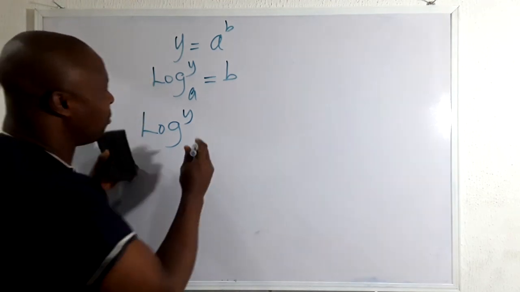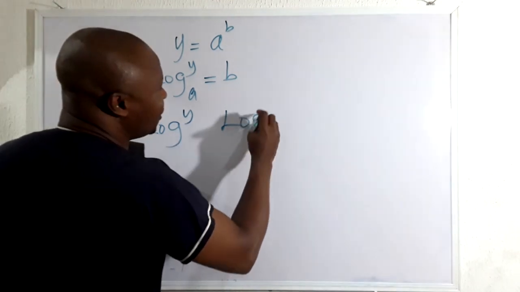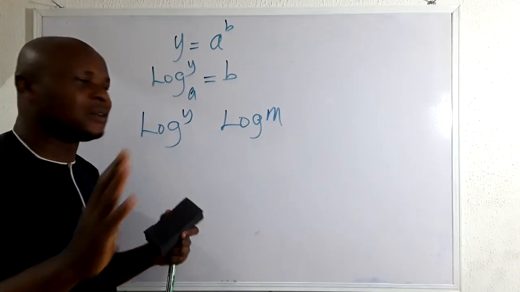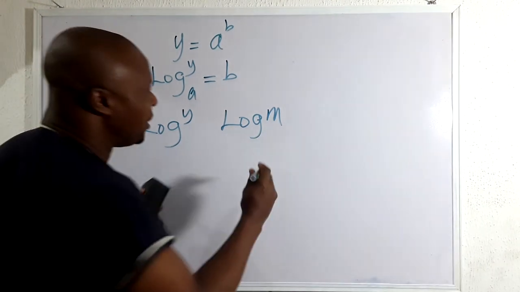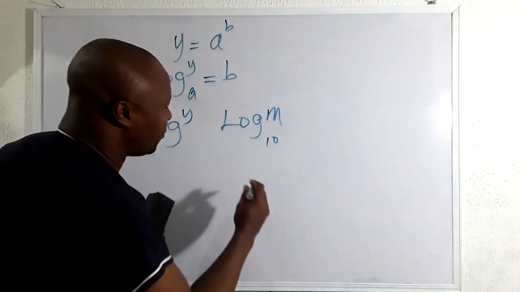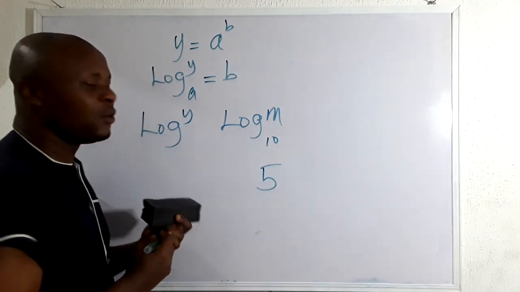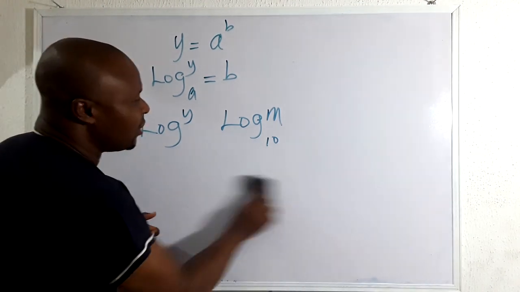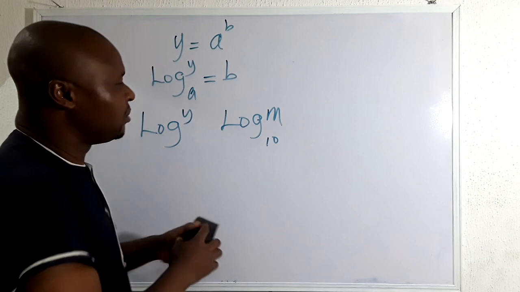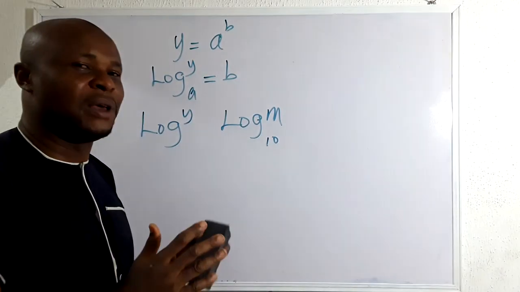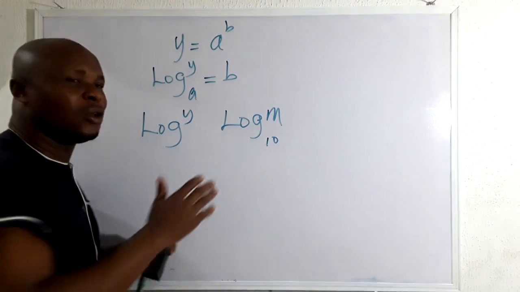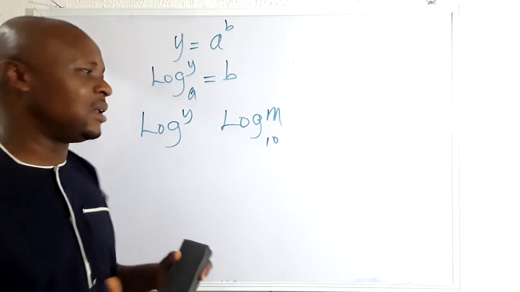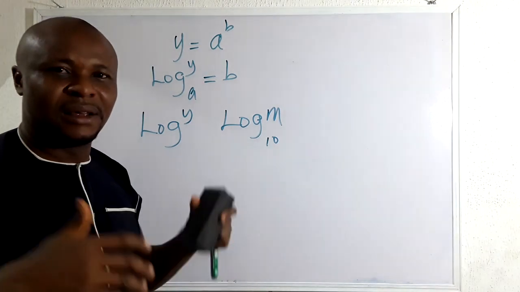I'll give you an example. For example, if we have log m, when the base is not indicated, you know that such logarithm is to base 10. Just as when you have a number written like 5, we know that by implication this 5 is a positive 5. That's how it is with logarithms. So whenever logarithms are written and the base is not indicated, you know that it is to base 10. And base 10 logarithms are common logarithms because they can be evaluated by calculators and your mathematical tables.